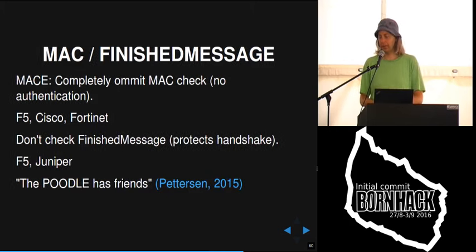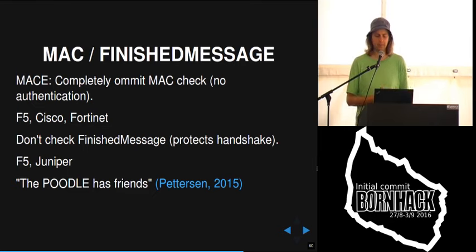Then there were a couple of implementations that simply didn't check the MAC, so they had no authenticity for the connection. Vulnerable there were F5, Cisco, and Fortinet, and some didn't check the so-called finished message, which is something that's there to protect the integrity of the handshake.